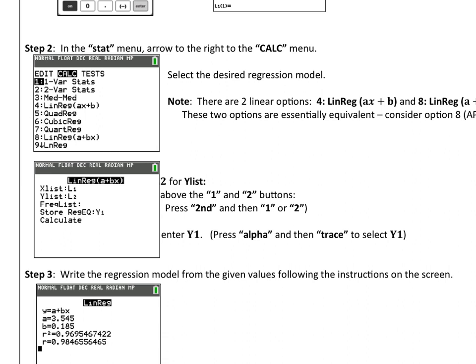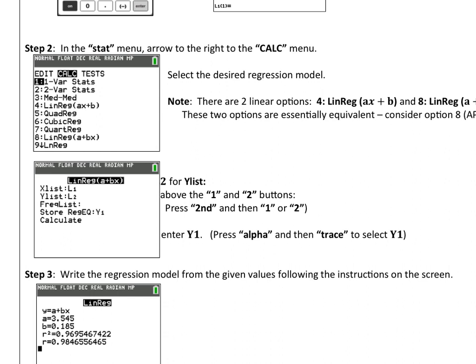That's great. Does anyone remember how we did a shortcut to get Y1 earlier this year? We did it when we did average rate of change. It's when I confused everybody with the Y1s in the equation. Alpha trace. So we're going to press alpha trace, and it brings up a shortcut menu for all of your y variables. We want to type this into Y1 so that it will graph it on our calculator. So we just press enter. Types Y1 right there.